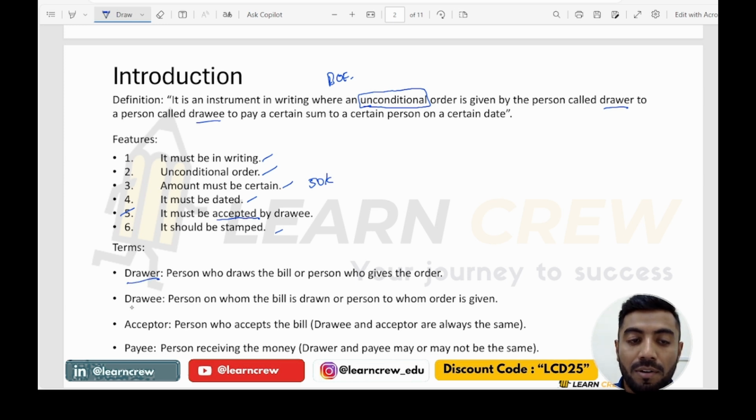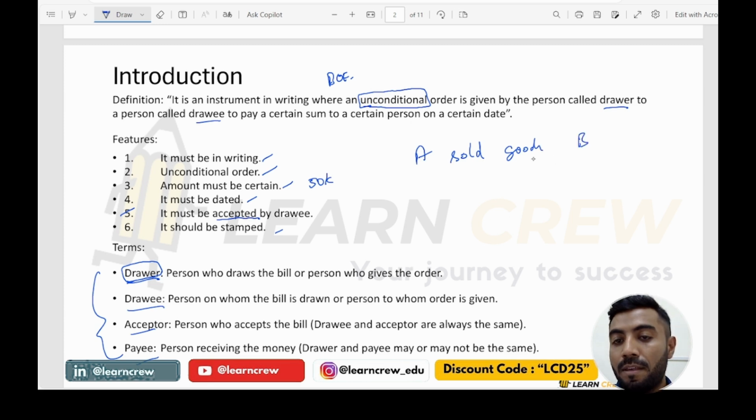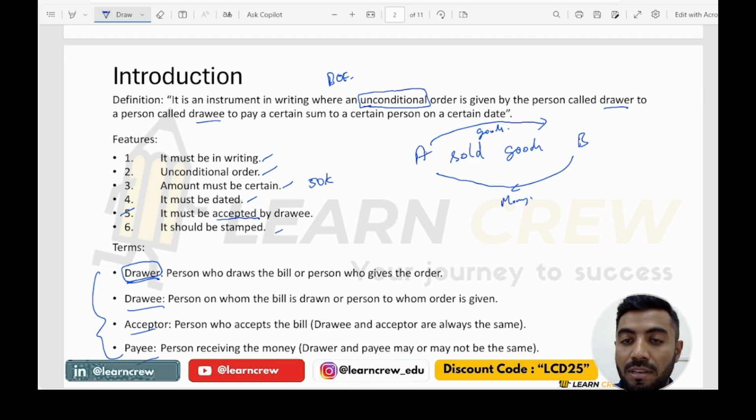Coming to the terms, we have drawer, drawee, acceptor, and payee. We have four terms which are commonly used in this topic. So, who is a drawer? The drawer is a person who draws the bill. Say, for example, A sold goods to B. A is giving goods and B has to give the money. But instead of money here, A draws a bill on B.